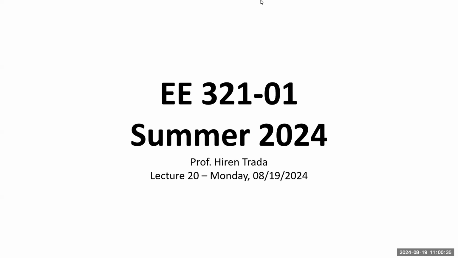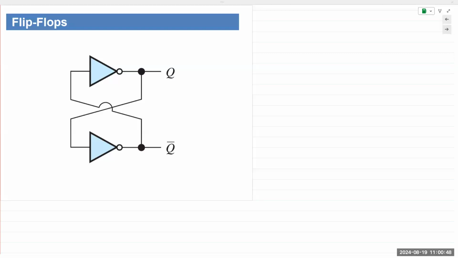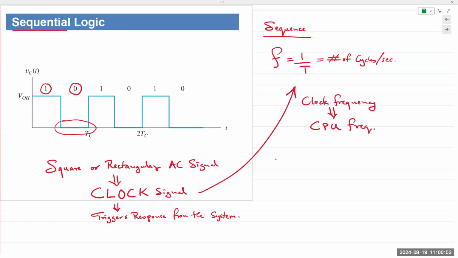All right, continuing on, sequential logic circuits and flip-flops. As stated earlier, sequential logic circuits are so called because the functions take place in a sequence. We use a clock signal, which is usually a square or rectangular AC signal, to keep everything synchronized.